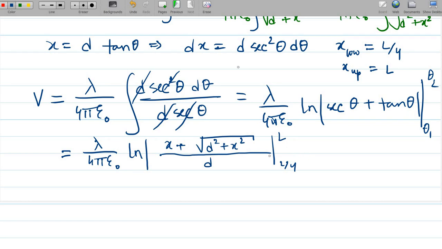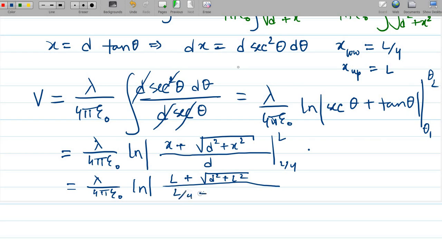What is that going to be? Well, hard to say, but I think we can attempt it. So I should say lambda divided by 4 pi epsilon naught logarithm. So in the upstairs I should have L plus square root of d squared plus L squared. At the downstairs I should have L by 4 plus square root of d squared plus L squared by 16. That's the answer. Or at least that should be the answer, unless I've made a silly mistake.